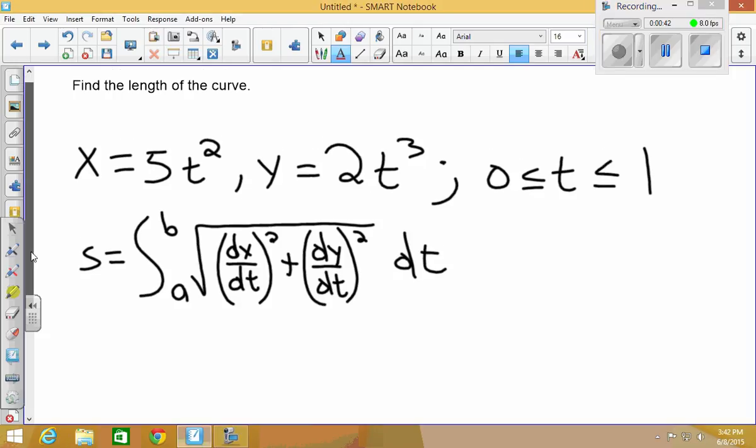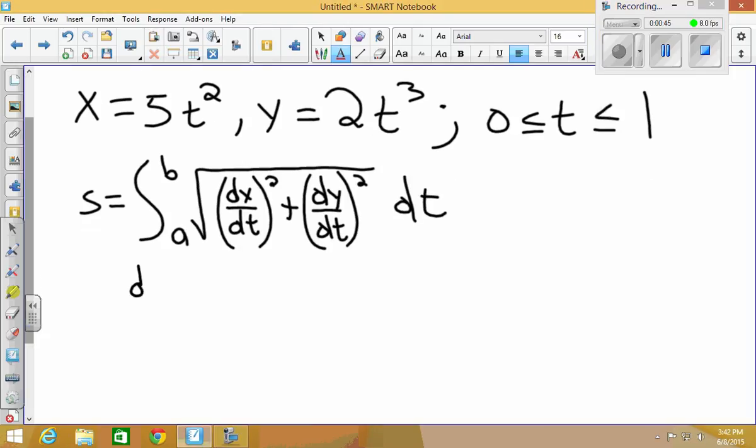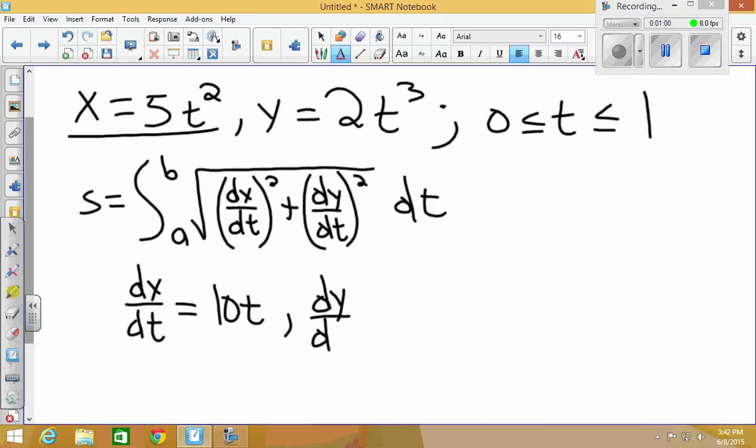Okay, so a little bit of work is going to get us there. dx/dt: x is equal to 5t squared, so dx/dt will be 10t. dy/dt: y is equal to 2t cubed, so dy/dt will be 6t squared. t ranges between 0 and 1, so there are our a and our b.